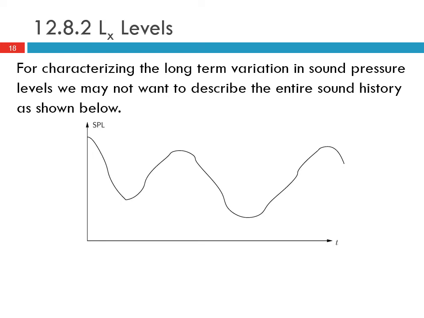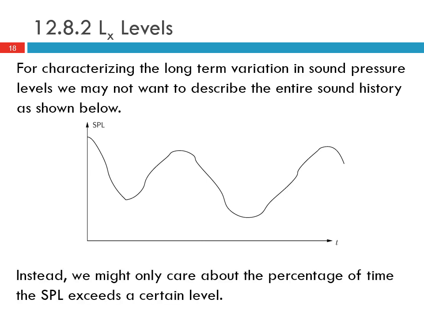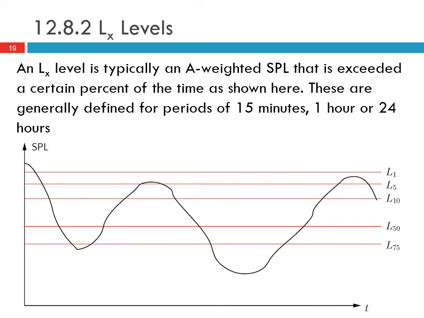So next we can talk about LX levels. For characterizing the long-term variation in sound pressure levels, we may not want to describe the entire sound history, which would be something like what is shown in this figure here. But instead we might only care about the percentage of time that the SPL exceeds a certain level. So to do this, we can use LX levels. LX is typically an A-weighted SPL that is exceeded a certain percentage of time, as shown here.